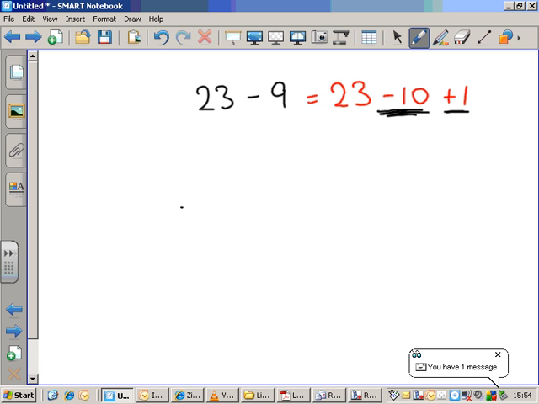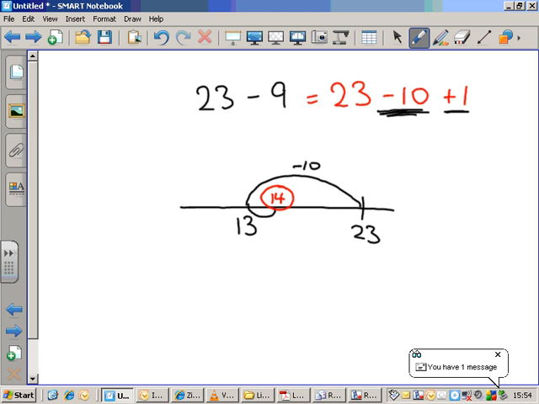Can you do 23 take away 10 in your head? You ought to be able to by now. Here's 23 on my number line. Let's go back 10 from there. If we go back 10 from 23, where do we get to? We get to 13, don't we? And then we add 1, and that gets us to 14. So 23 take away 9 is 14. We've taken away 10 and added 1 to get our answer.